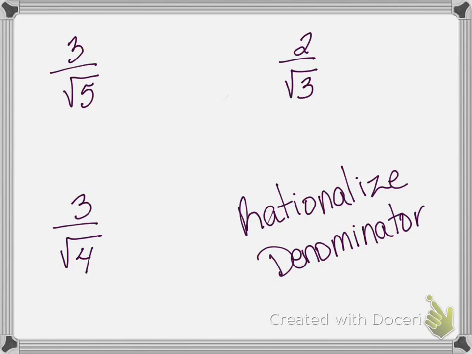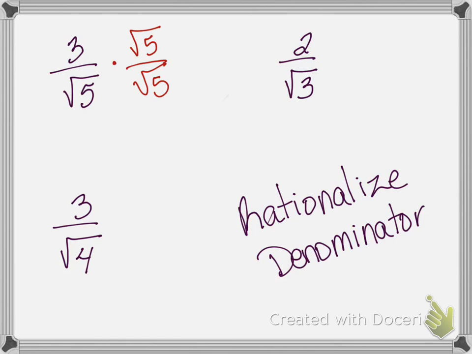So I want to take a minute and talk to you about exactly what that means. So here's my first problem right here. I have 3 over the square root of 5. What we have to do is multiply by the square root of 5 over the square root of 5. Now, when we multiply anything over itself, we're multiplying by 1. So multiplying by the square root of 5 over the square root of 5, we're essentially multiplying by 1.